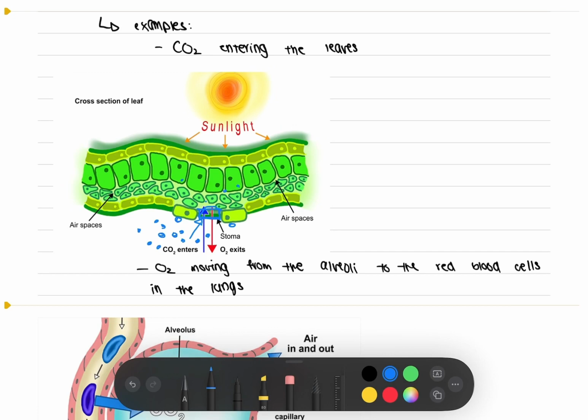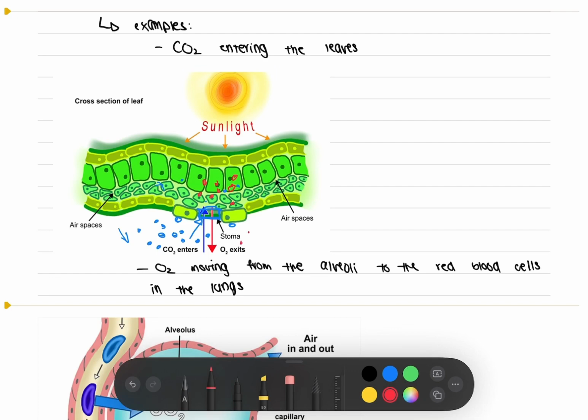So I'm just going to repeat the definition of diffusion, because this is pretty simple. High concentration over here, low concentration over here, which is why carbon dioxide moves into the leaf through the stomata. That's diffusion. And obviously the opposite happens with oxygen, because there is a lot of oxygen inside the leaf and very little outside, and diffusion occurs.